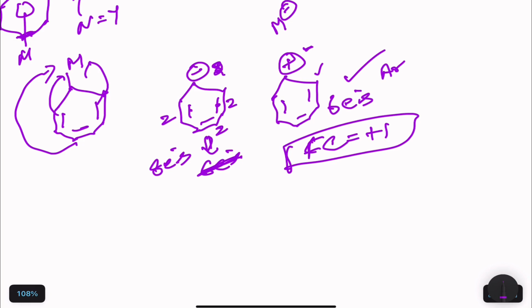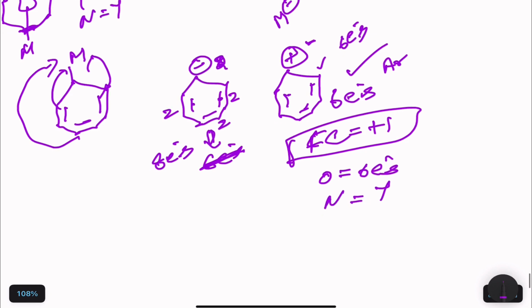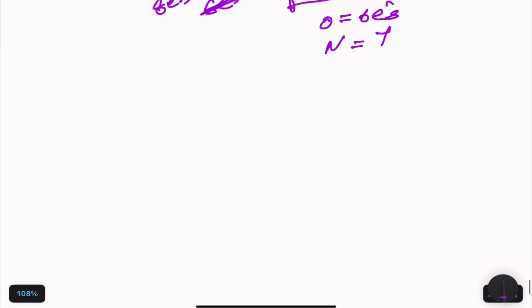So here now the contribution is how much? 1, 2, 3, 4, 5, 6. So 6 electrons. For the oxidation method, the contribution is 6 electrons. For the neutral method, the contribution was 7 electrons. Okay. Then coming on to the octa compound. So octatetraene, cyclooctatetraene. So this is N equal to 8.